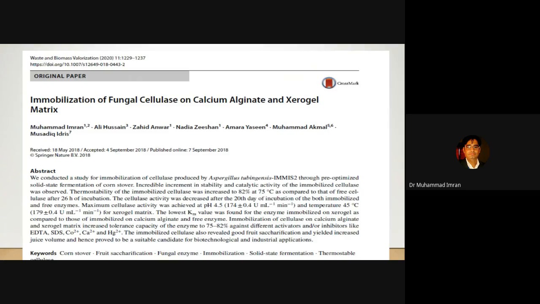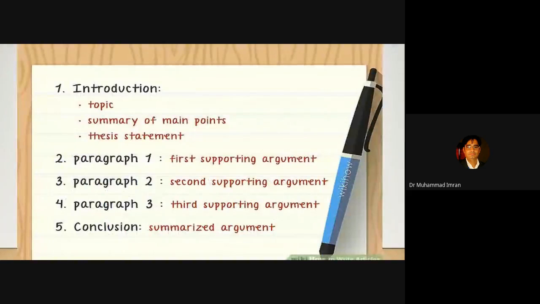This is my paper of immobilization of fungal cellulase on calcium alginate and zero gel matrix. My name is Muhammad Imran, first name. So the abstract contained firstly the objective line and purpose of this study. Then we have methodology line. Then we have result lines. Then we have application line at the conclusion. Then we have keyword. Keywords are also very important to increase the citation of your manuscript.